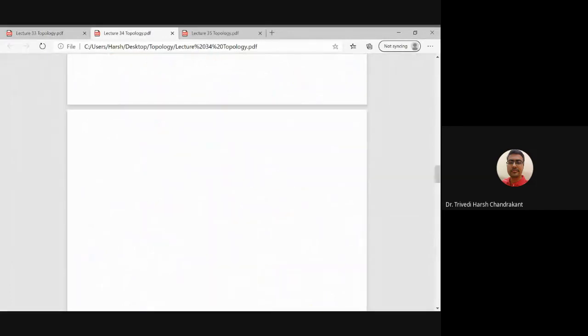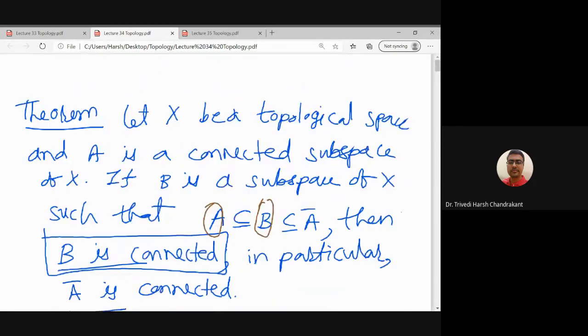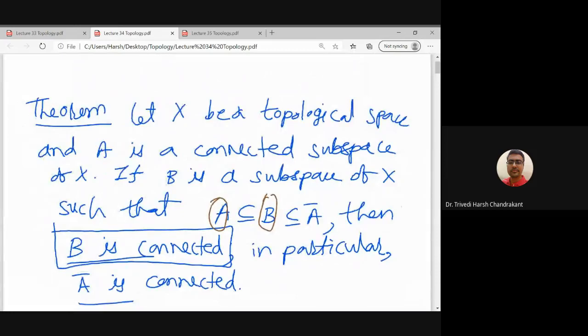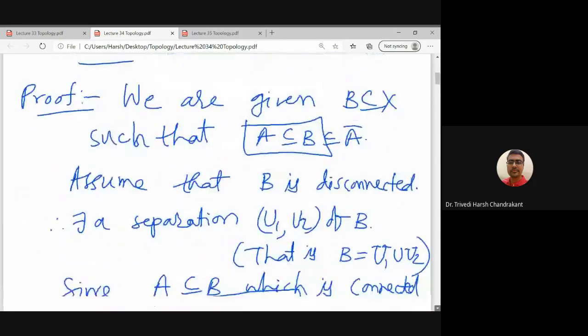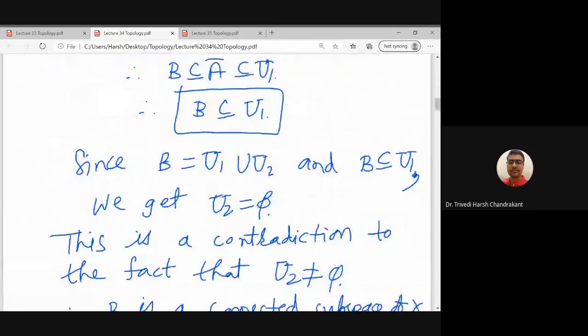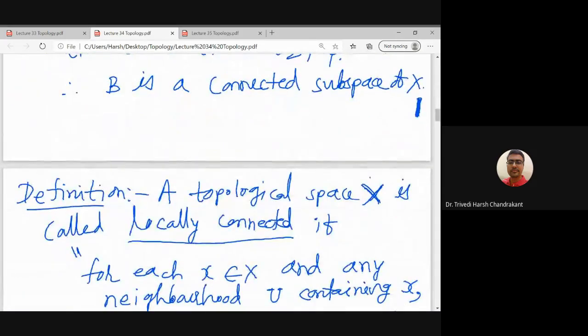And in the previous lecture we discussed one important result, that if I have a topological space X and it has a connected subspace A, and if I take its closure of A, then any set between A and A closure is also connected. So if A is connected, then any set in between A and A closure is also connected. So by adding some limit points of A, we will get a connected subset of X.